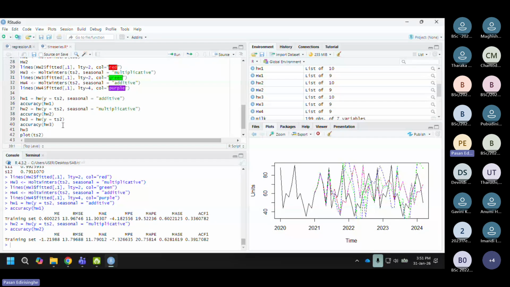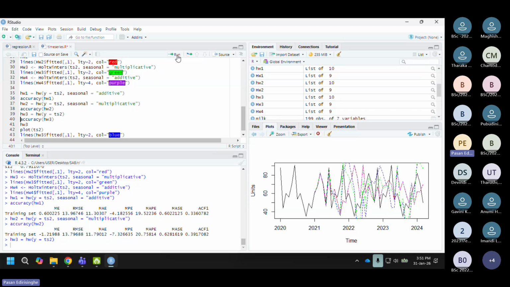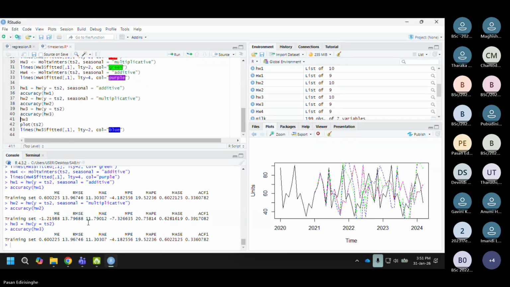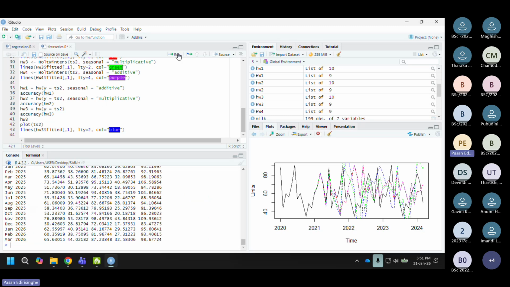By default it is giving us the additive model, and so by default it is going to give me the additive model. And this is another prediction there.